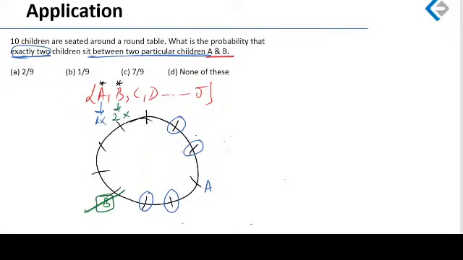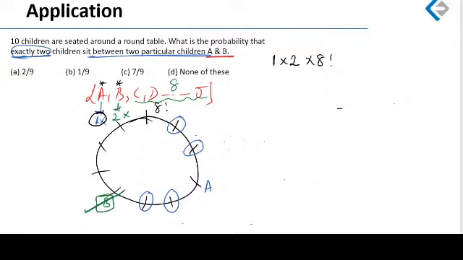Now look at that. How many more people are left here, friends? 8 people. How many chairs are there? 8 chairs. Therefore, 8 people sit in how many ways? 8 factorial ways, not 8 minus 1 factorial. Already a reference has been created by A; you don't need a further reference. So the numerator, the favorable cases: A sat in one way, B sat in two ways, and the remaining 8 people sat in 8 factorial ways.